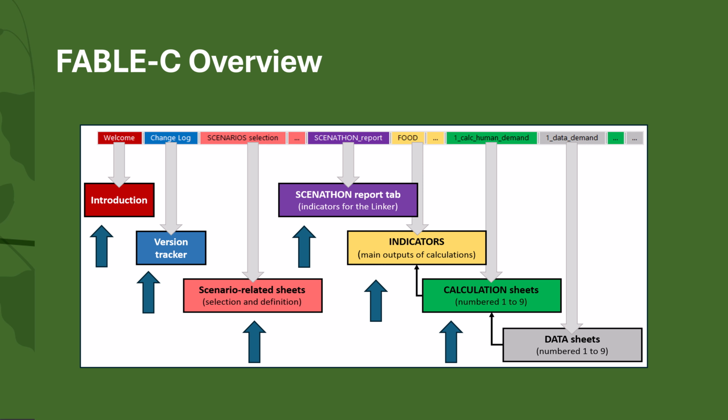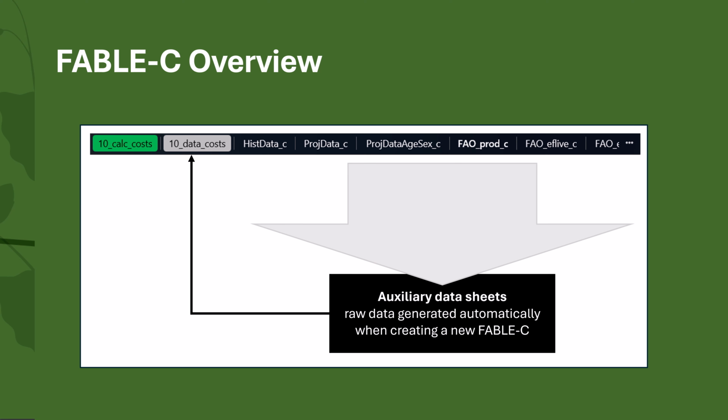In green, there are the calculation sheets, where all the calculations take place, and finally, in gray, we have the data sheets, which provide the data used in the calculations. There are also auxiliary sheets where the raw data is stored before being organized in the gray data sheets, which supply the values for the calculations.